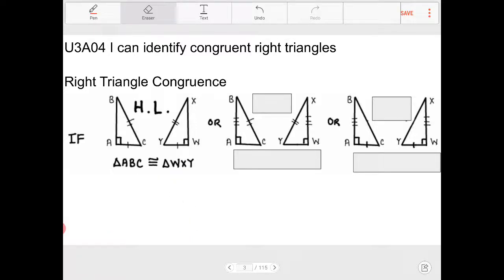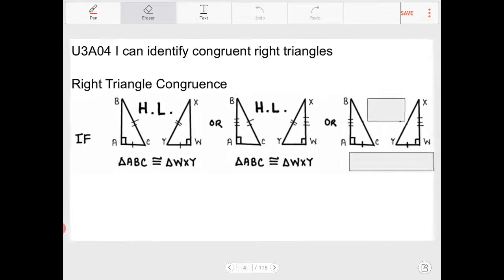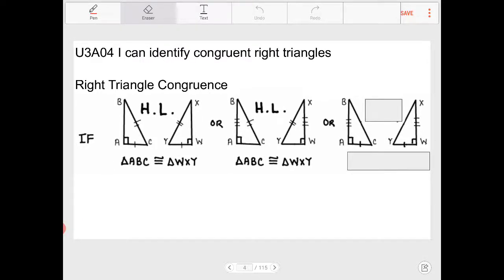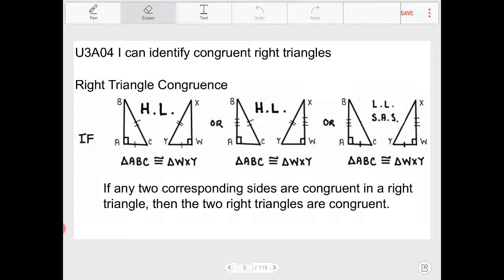So if I take a look at this next situation, and again, this is directly related to hypotenuse leg, I'm just trying to demonstrate this. This is also applicable if we're talking about the other pair of legs. So if you have corresponding legs congruent, and one pair of hypotenuses congruent, then again, you can say that the two triangles are congruent. If you have two legs congruent in a right triangle, then we call this SAS, or you may call it leg-leg. Either way is fine.